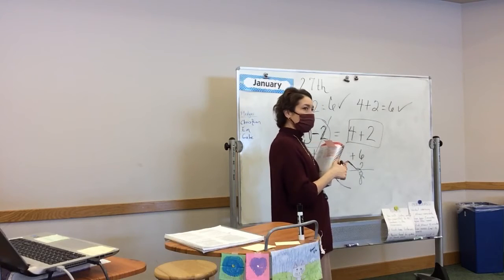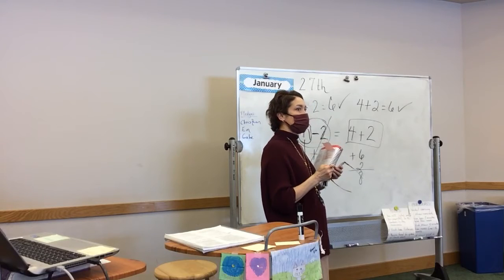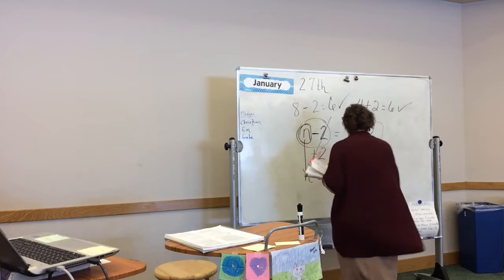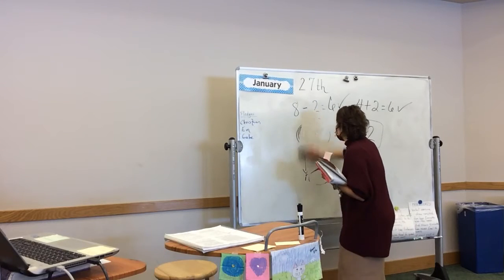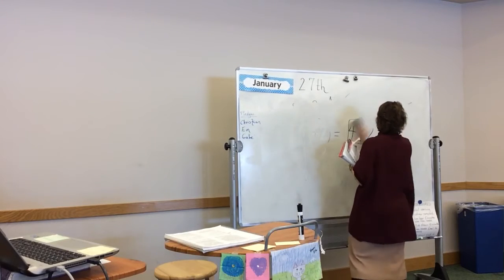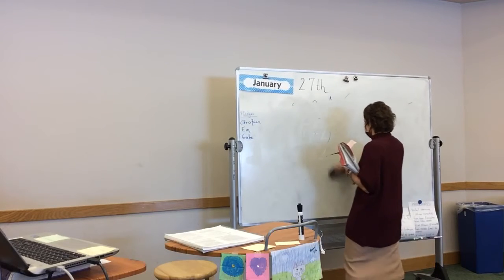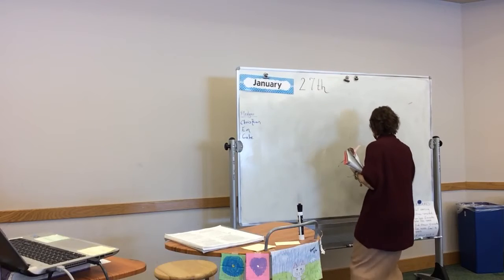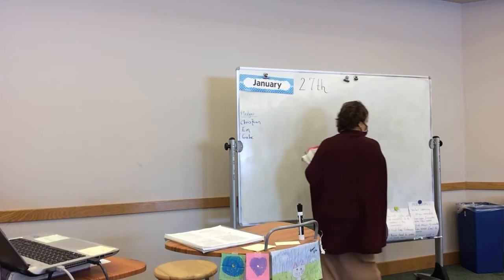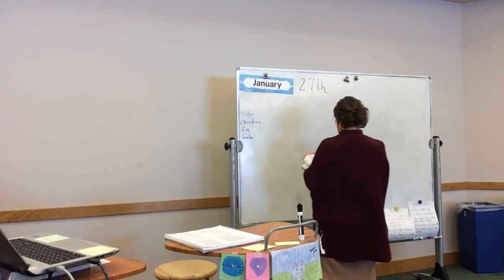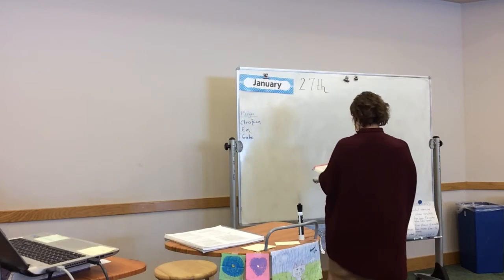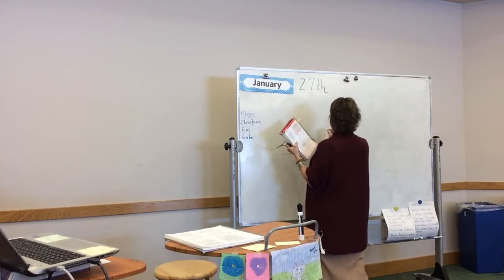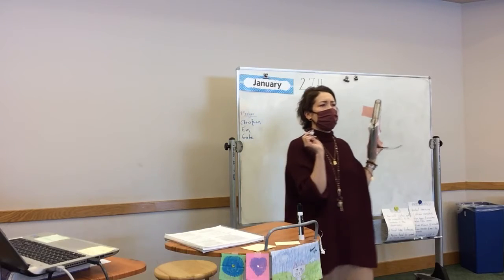Does anybody want to come and try and work one out? I'll help you. Grant. Wait. Do you have a marker? Perfect. All right, we're going to work on it together. We're going to help Grant on B. Which is what? What is the mystery letter?